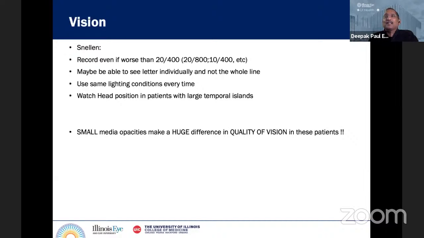And more importantly, just ask the patient, have things gotten worse or are they the same? And I would say 9 times out of 10, the patient will say everything is the same. The technician did not take the vision the right way.